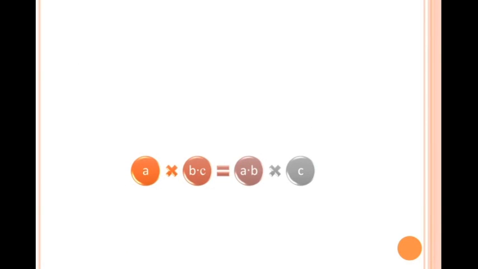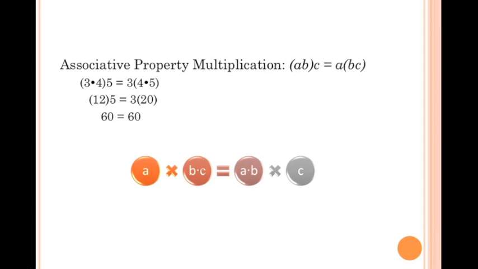The associative property of multiplication states that if a, b, and c are real numbers, the way in which they are grouped does not affect the result. The product of a times b, then multiplied by c, equals a times the product of b and c. In the example, we see the product of 3 times 4, then multiplied by 5, also equals 3 times the product of 4 times 5. Both equal 60.